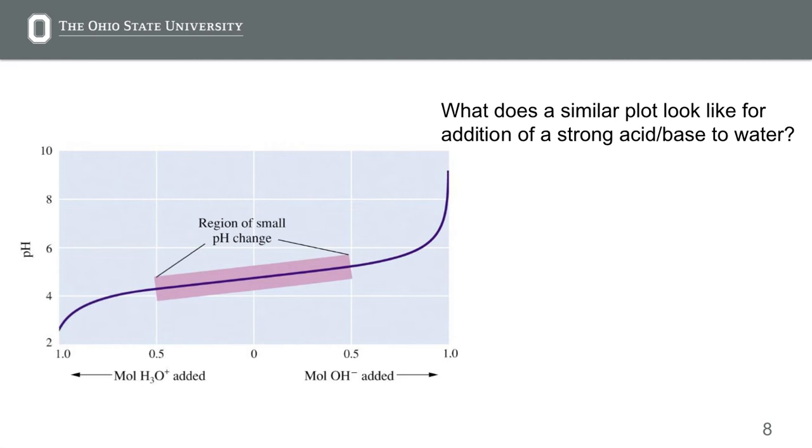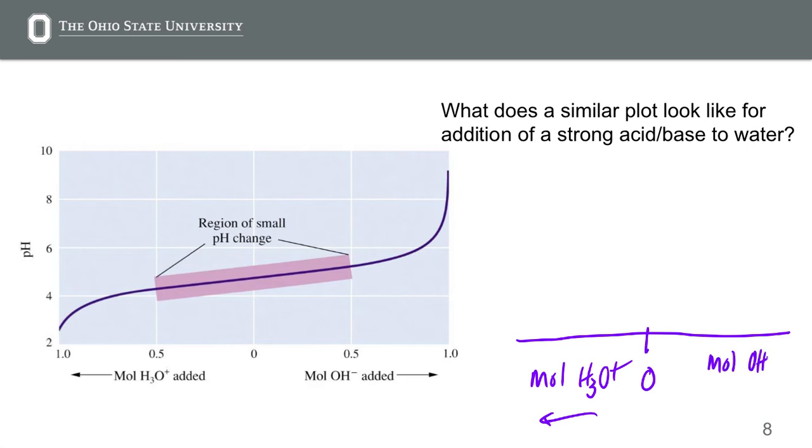If we look at what a curve might look like, not a titration curve, for adding a strong acid or base to water. Let's draw this. Here's moles of H3O+ increasing towards the left, moles of OH- increasing towards the right, and we have pH. We'll say we start around here for our pH. We'll say it's 7 because we're in water, and it's nice water solution.